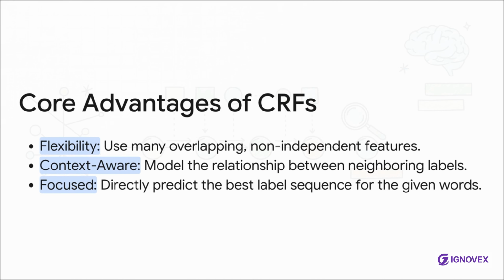And that one change gives CRFs these three huge advantages. First, they're super flexible. They can use all sorts of different clues from a sentence, even if those clues overlap. Second, they're context-aware. They get that the label for one word totally affects the label for the next. And third, they stay laser-focused on the real job, just predicting the best string of labels for the words you give it.